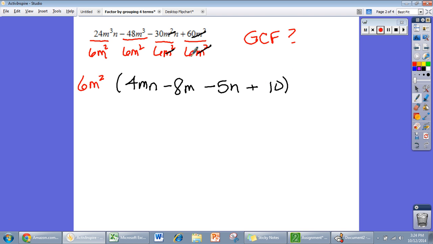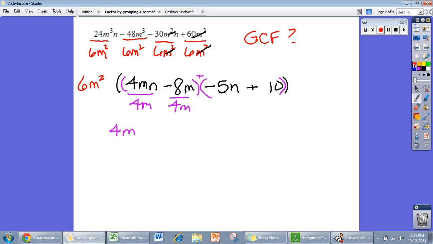Let's keep factoring. I'm going to group the first two in my parentheses. The last two, don't forget to include the sign in parentheses. And now we're going to look at these two terms, deciding what we can divide by. 4 and 8, both of those are divisible by 4. And I see an M present in both terms. So I'm going to factor out that 4M.